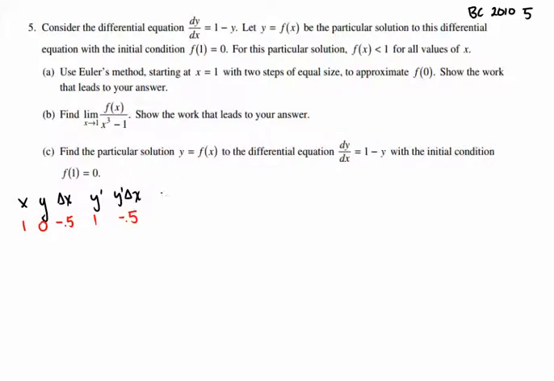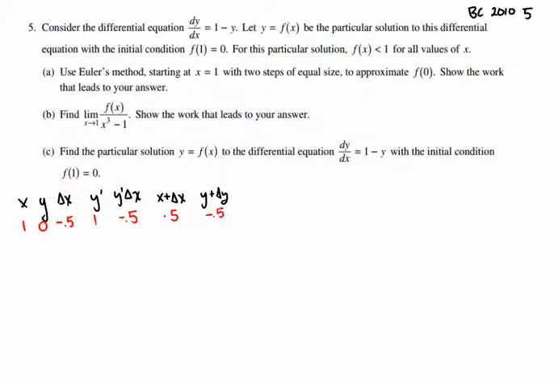Our new x is 1 minus 0.5, which is 0.5, and our new y would be 0 plus negative 0.5. And so y plus delta y is equal to negative 0.5.